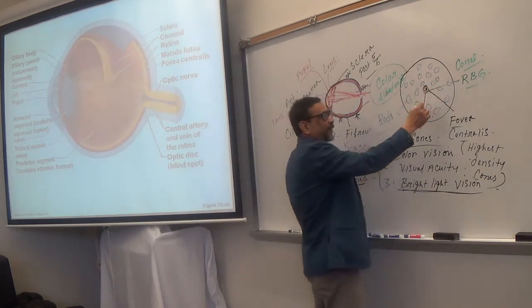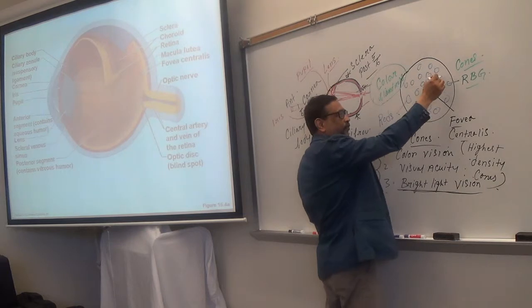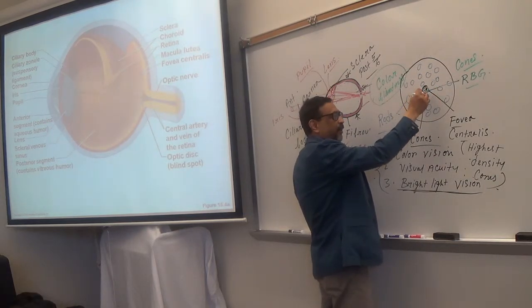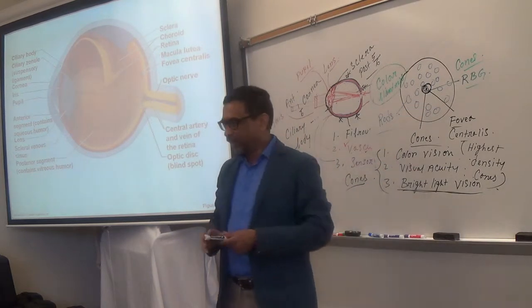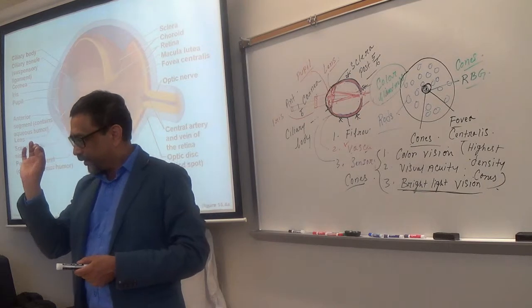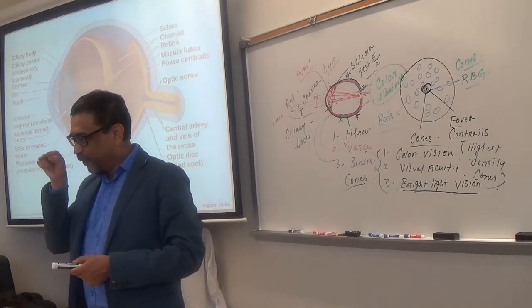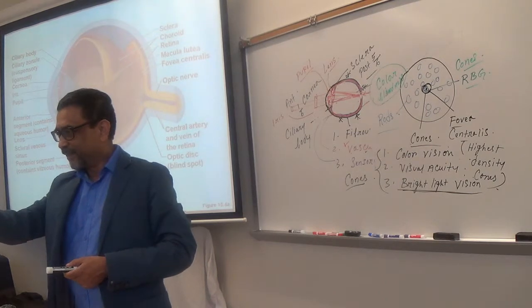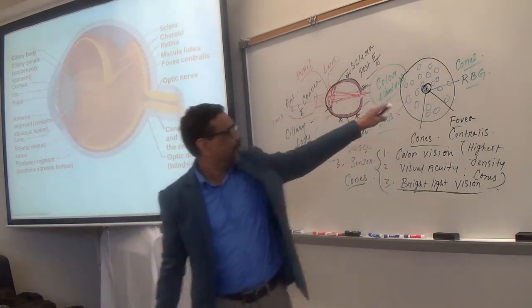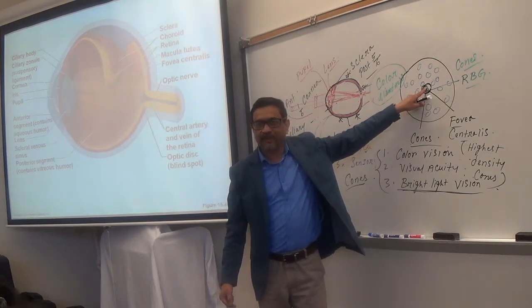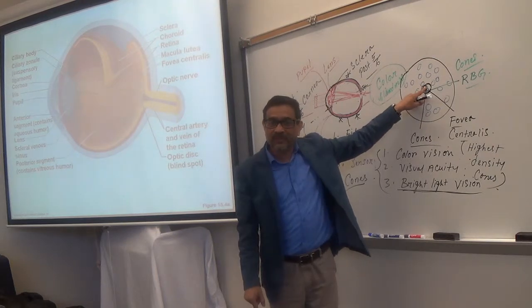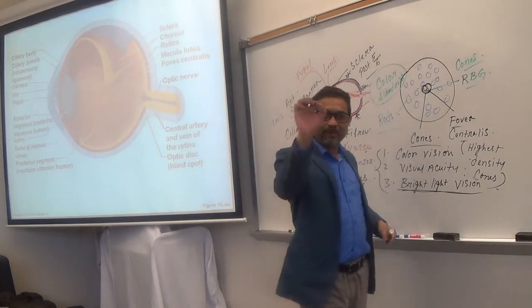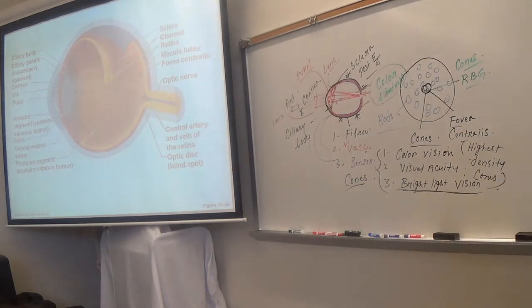And rods are located in the outer part of the retina, and cones are located in the very center part of the retina. To see things clearly, you have to look straight. If I ask you to read very tiny letters, you look straight, and light goes to the center of the retina, where you have the cones. So cones help you to read very small things. Okay, so that's the retina.